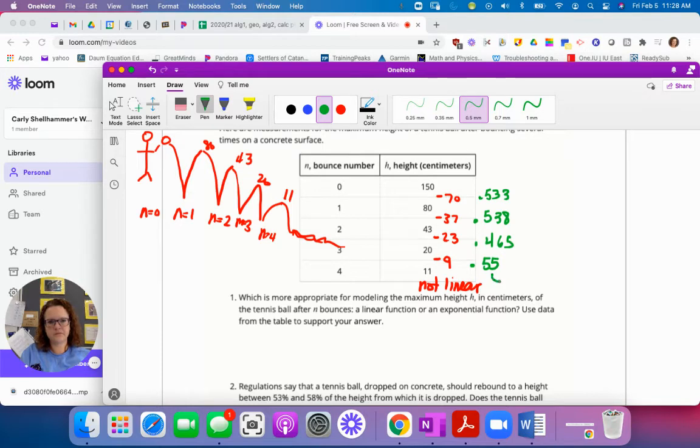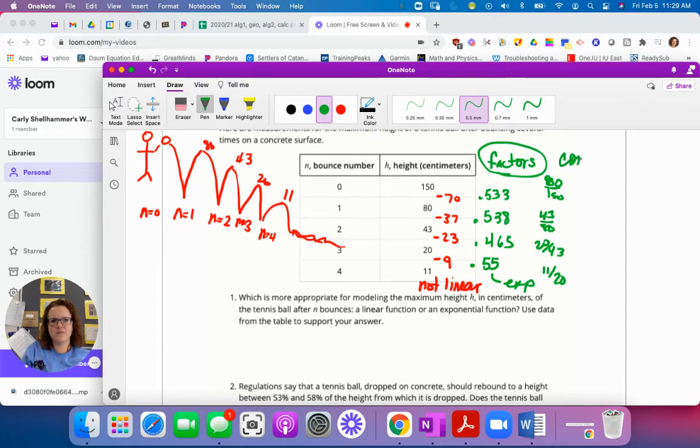Okay. These are called factors. I did 80 divided by 150, and then I did 43 divided by 80, and then 20 divided by 43, and then 11 divided by 20. These are factors, and they are pretty consistent. Therefore, it's exponential. It's exponential decay, but exponential.